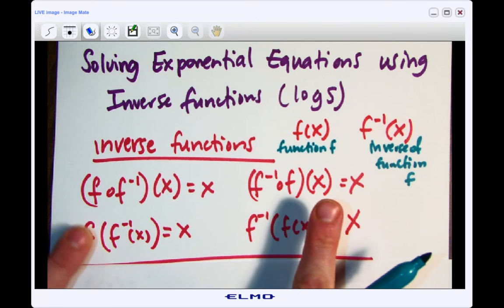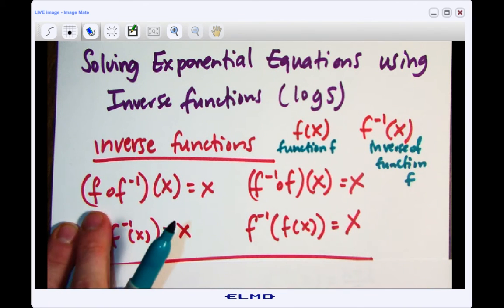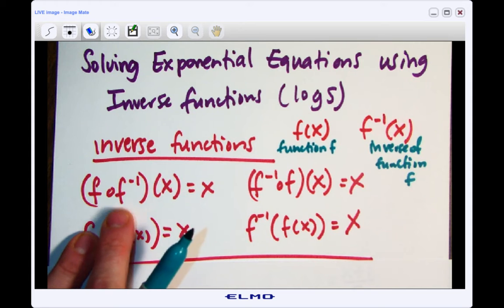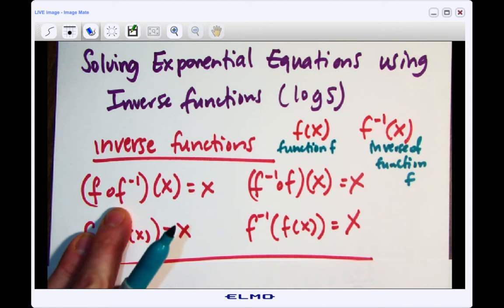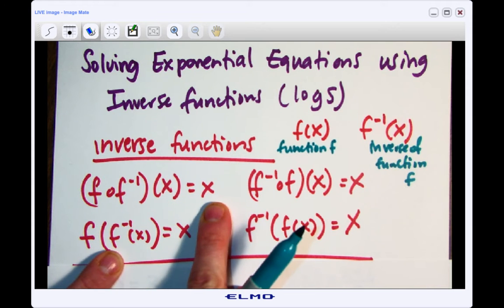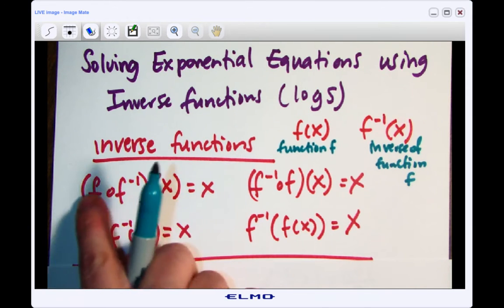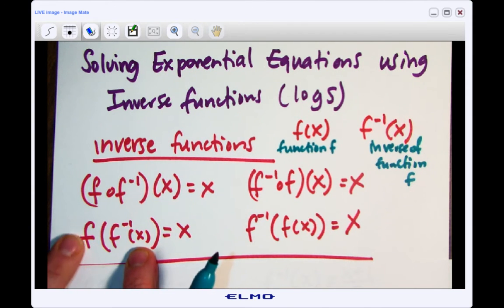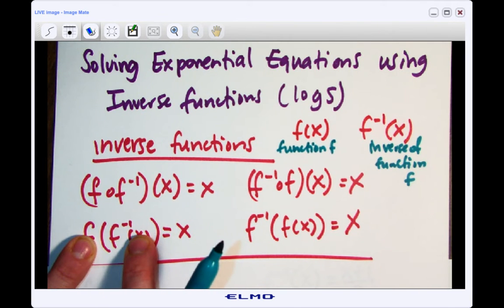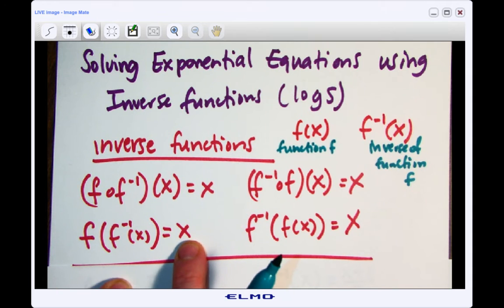So this one says, if I take f and compose it with its inverse, and they both have x as the variable, you're going to have an output of x. So this notation actually means this thing. It says take function f, and everywhere you see x, you stick the inverse inside for x. And you should get out the same thing that you started with.